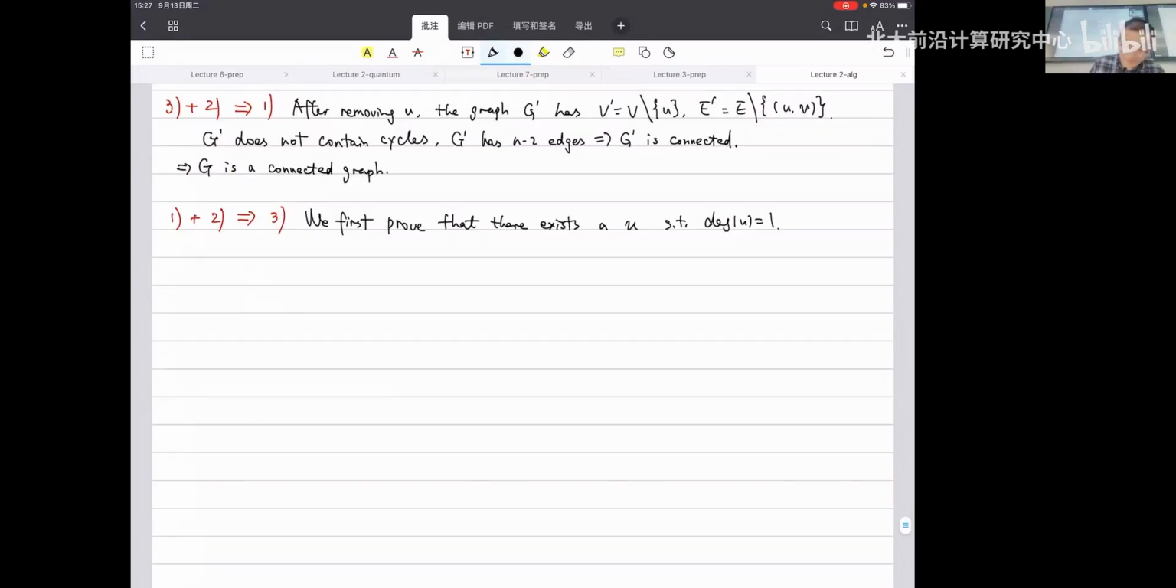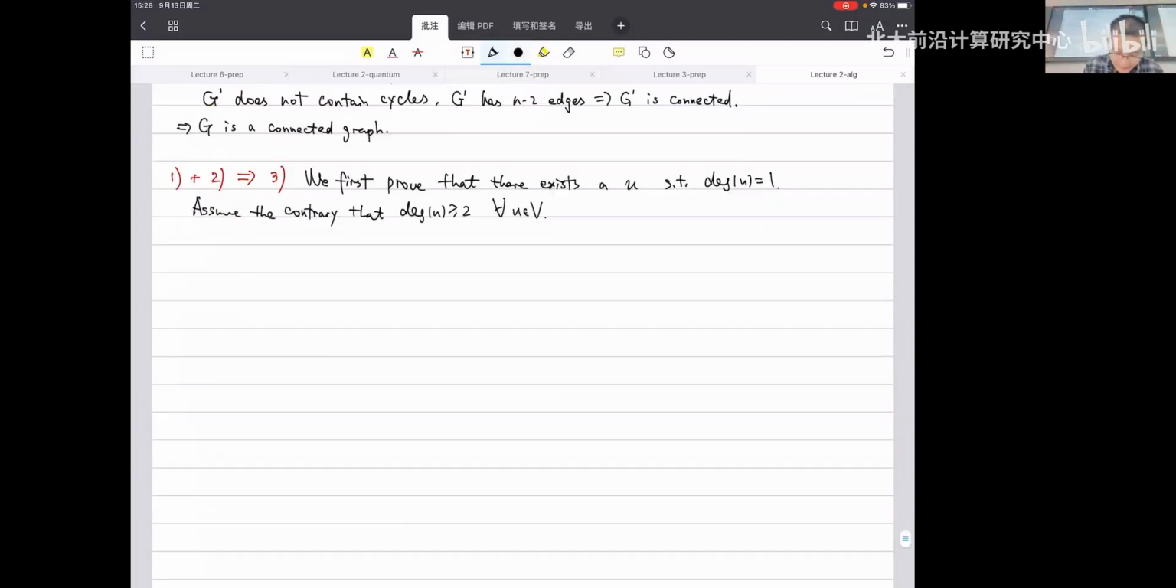So how does this work? Assume the contrary, that the degree of U is at least 2 for any U in the vertex set. So there are basically at least 2 edges for each of the vertices.